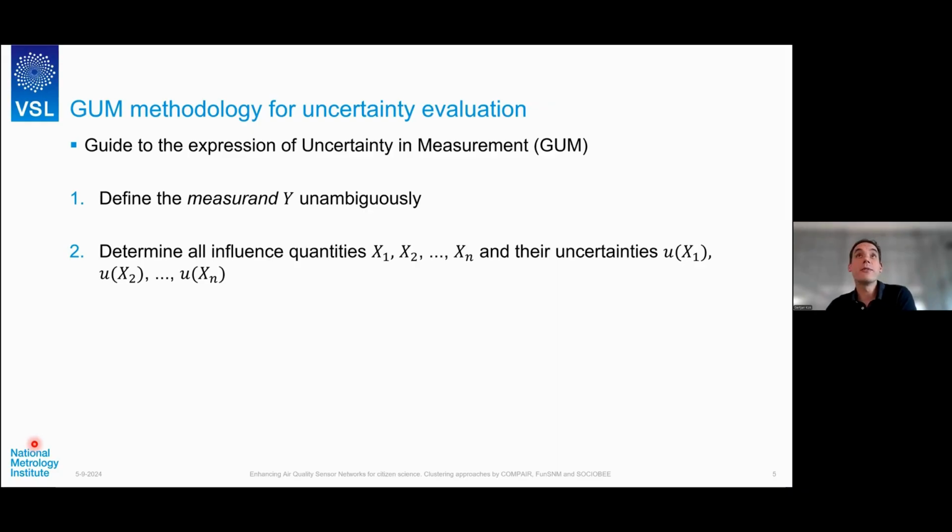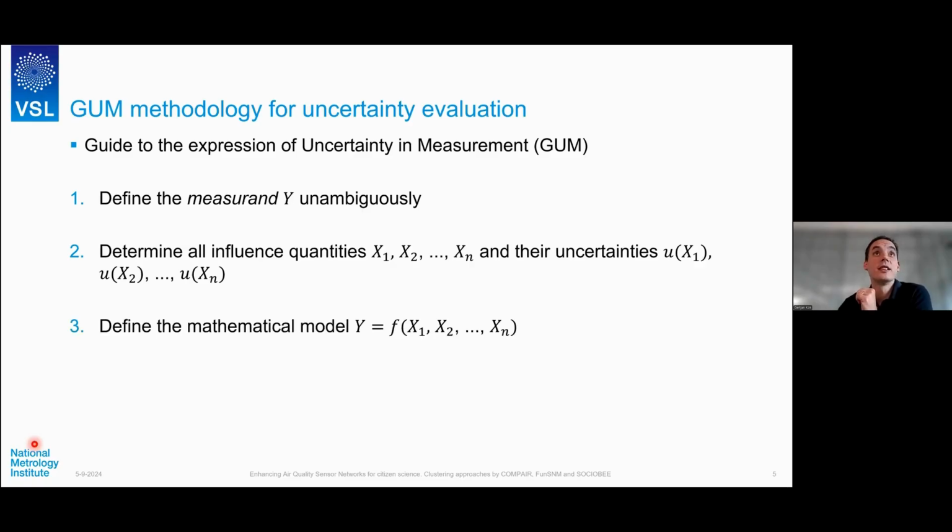Then we have to determine all influence quantities that affect the measurement. For example, for the length, there's of course the reading of my ruler, but there can also be a temperature reading, and then maybe I want to correct it to another temperature, and then there's the expansion coefficient of the steel. There's also the calibration uncertainty of my ruler, etc. So we have to determine all these influence quantities and their uncertainties.